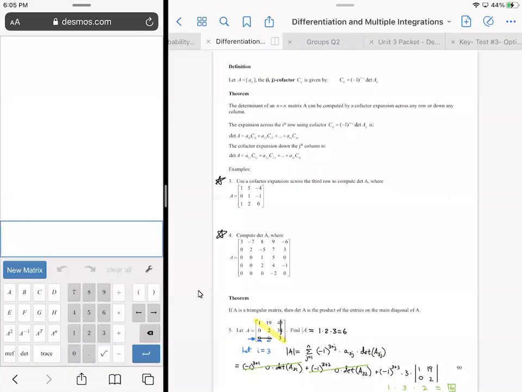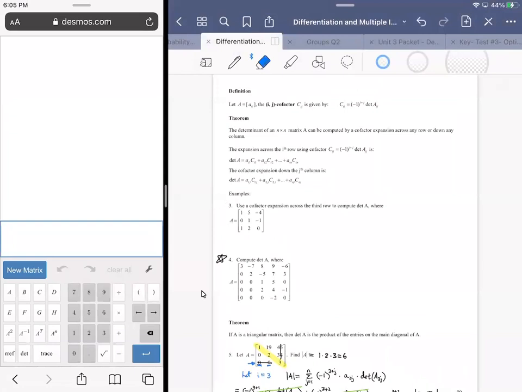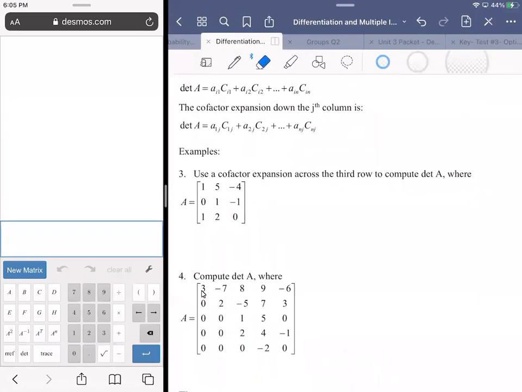To the cloud. So again, these questions are asking us to do cofactor expansion. In this case, particularly across the third row to compute the determinant of A. All right, and so that's kind of like the big strategy there. It's just kind of deciding what the best approach to take would be.